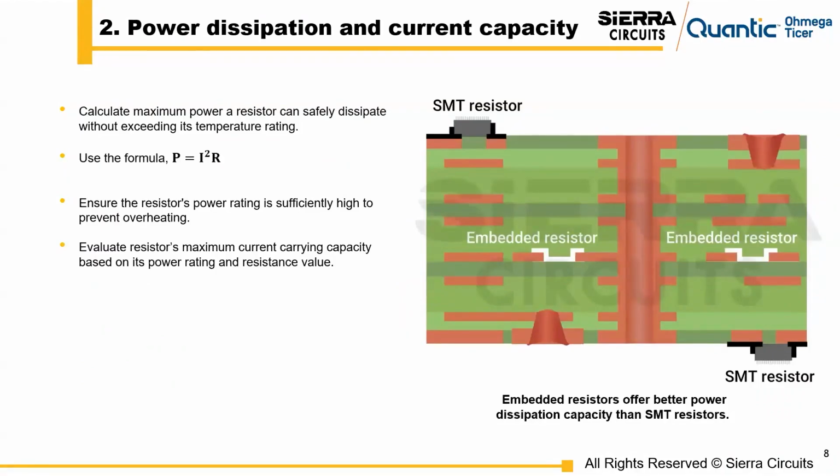So in terms of the next factor, power dissipation and current capacity, you want to ensure that the resistor's power rating is high enough to handle the calculated power dissipation. And you always want to select a resistor with a power rating that provides a safety margin above your requirements. And this will help with your long-term reliability.